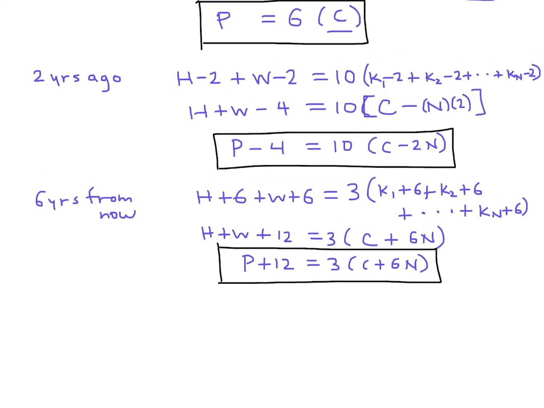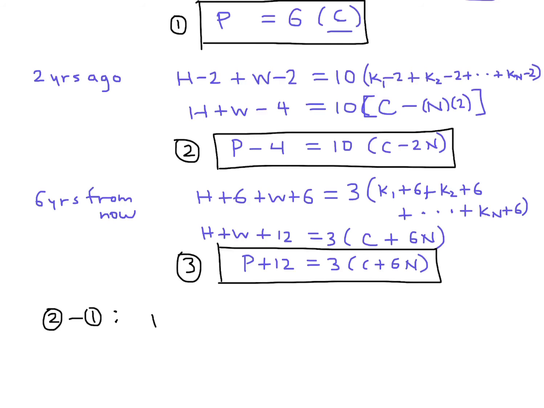So this is what we have to work with. So I'll call this 1, I'll call this 2, and I'll call this one 3. So from the first one, P is equal to 6C. Well, that's very helpful. We can somehow get rid of one of these. So there's many ways of doing this. Probably just 2 minus 1 would be a quick way of eliminating at least the P.